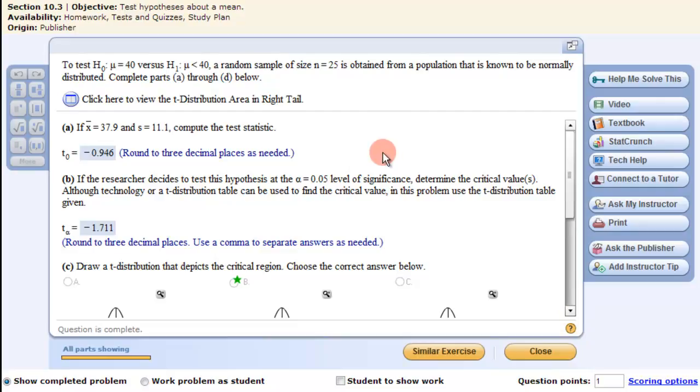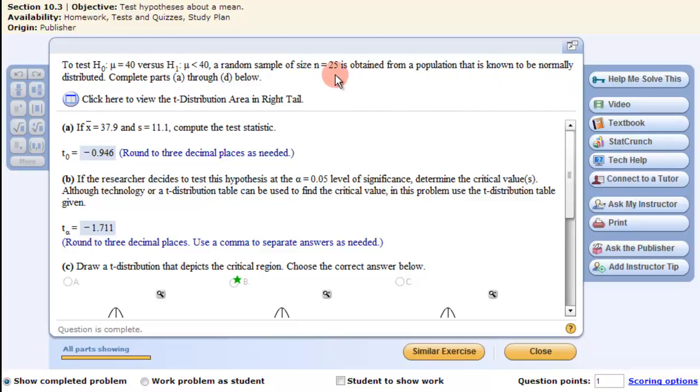In this video, we're going to use Microsoft Excel for a hypothesis test for a population mean. Here's our first question. We're given the hypothesis test that mu is equal to 40 versus H1, mu is less than 40. A random sample of size 25 is obtained from a population that is known to be normally distributed. Complete parts A through D.